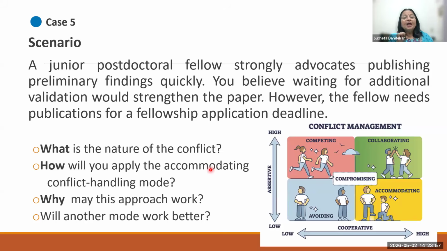We have the fifth situation. A junior postdoctoral fellow strongly advocates publishing preliminary findings quickly. You believe waiting for additional validation would strengthen the paper. However, the fellow needs publications for a fellowship application deadline. We've been in this situation very often. Let me tell you, this is from my personal experience, where I have been faced with this kind of situation. Would you apply an accommodating mode, or would you use another mode? And when you use an accommodating mode, what would you do? I'm also trying to look at the chat now.